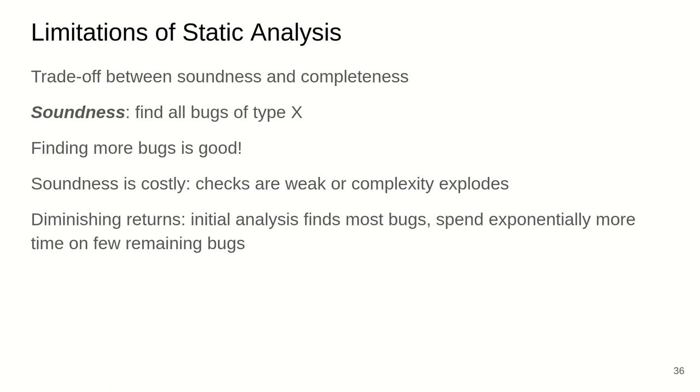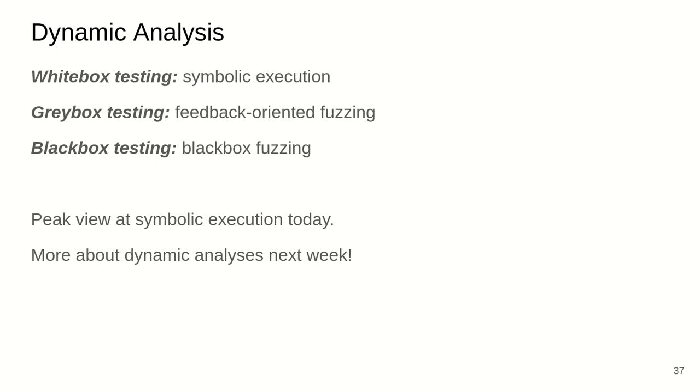On the other hand, if you look at dynamic analysis, we are actually evaluating a concrete execution of the program. And as mentioned before, we've got the three angles: white box testing, which would be symbolic execution; gray box testing, feedback-oriented fuzzing; and black box testing, where we will look at black box fuzzing. We'll have a quick peek at symbolic execution today, and then more about other dynamic analysis next week.